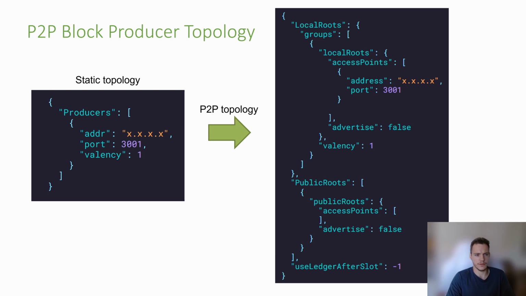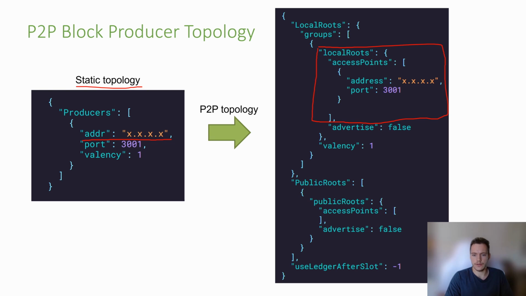So in this slide we'll look at the block producer topology file for the peer-to-peer node. In the static topology of a block producer, you would have your relay defined, in this case only one relay. And if we want to switch that to the peer-to-peer topology, then this would mean that we define our relay as our local root, right? We can put multiple relays here, of course, but in this example there is only one.